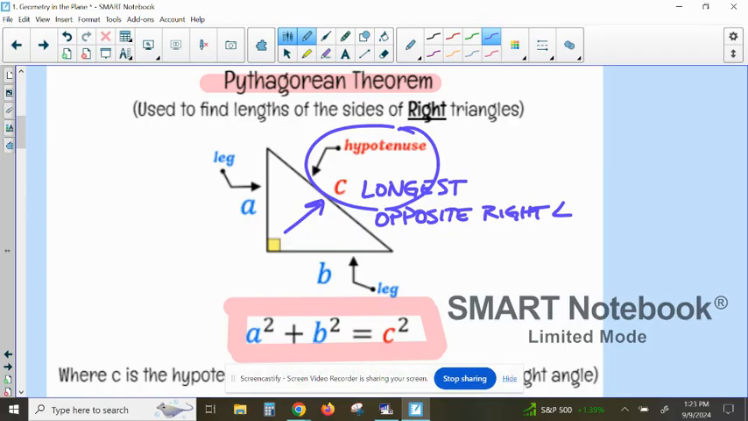Pythagorean theorem only works on what kind of triangles? Only works on right triangles. So that means you need to have a 90-degree angle to use it. And that's what you learned in middle school. A squared plus b squared equals c squared. C is the longest side, the hypotenuse. He's opposite the right angle. And you can only use this on right angles.